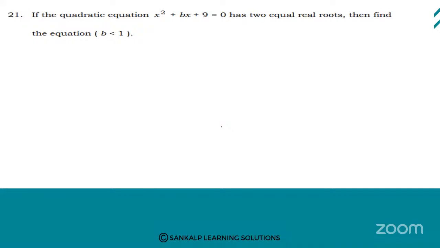If the quadratic equation x square plus bx plus 9 equal to 0 has two equal roots, then find the equation, right? So two equal roots are there. So the quadratic equation they have given, x square plus bx plus 9 is equal to 0, has two equal real roots. Okay, then find the equation. That means we need to find out the value of b here.